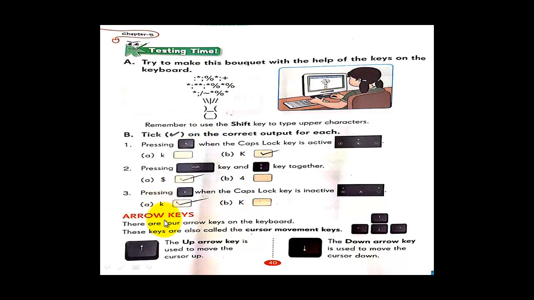Now let's continue with the next topic, that is the arrow keys. Another type of keys present on the keyboard, that is arrow keys. Now how many arrow keys are there on the keyboard and what are the functions of these arrow keys? Now there are 4 arrow keys on the keyboard. How many keys? 4 arrow keys. How many arrow keys? 4 arrow keys present on the keyboard. Now what are those keys and what are the functions?